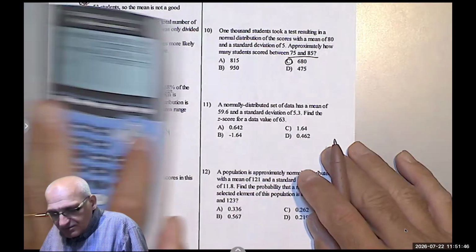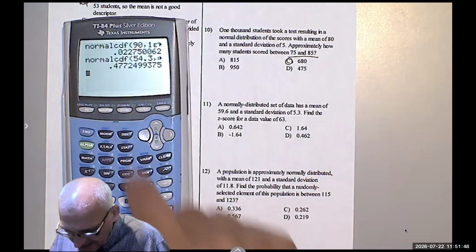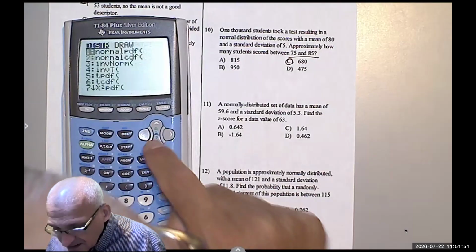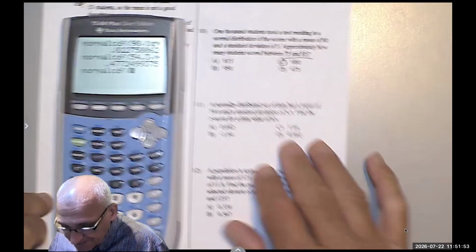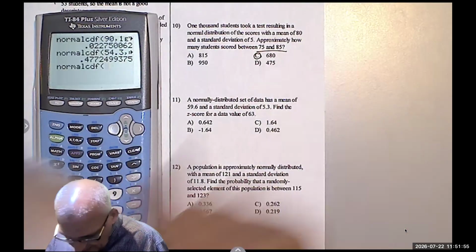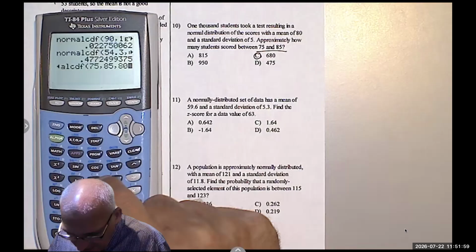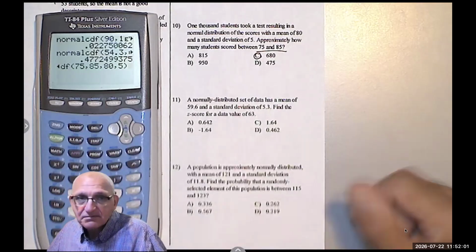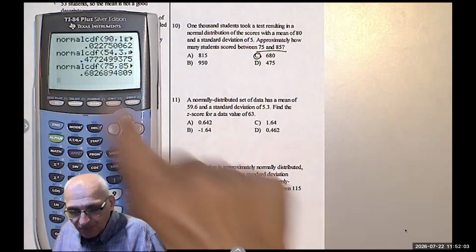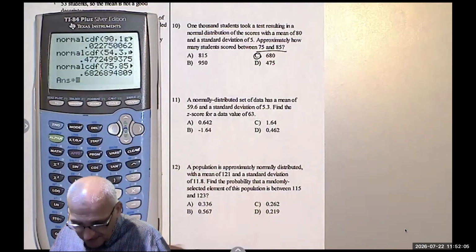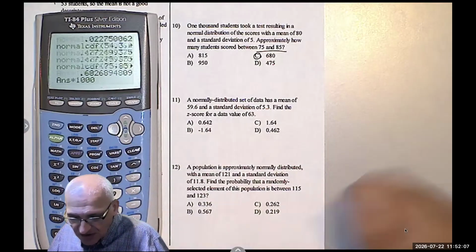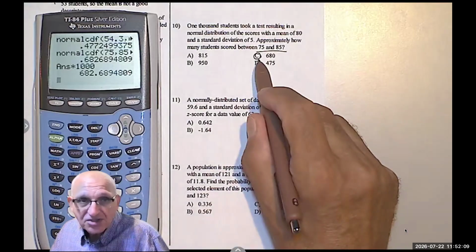Or you can repeat that and say, okay, here is the normal cumulative. I have a lower limit of 75, an upper limit of 85, a mean of 80, a standard deviation of 5. So easy. And you get 0.68. You multiply that by 1,000 because there are 1,000 students, so you get 682, which is approximately 680.